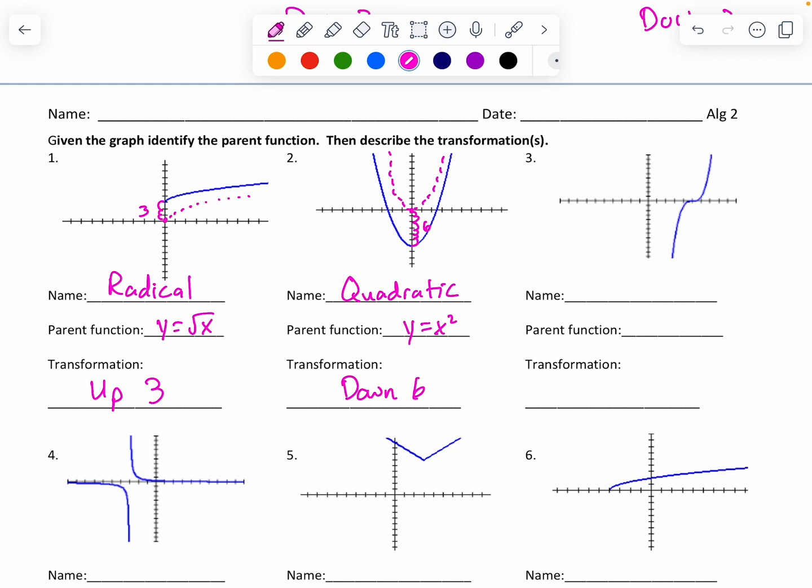Number 3, I see that kind of like S curve, which tells me it is cubic. And a parent function for cubic is an x cubed. Cubic functions also go through the origin, so they look like this. So this one moved 1, 2, 3, 4, 5 is what it looks like to me. So this one moved to the right 5.